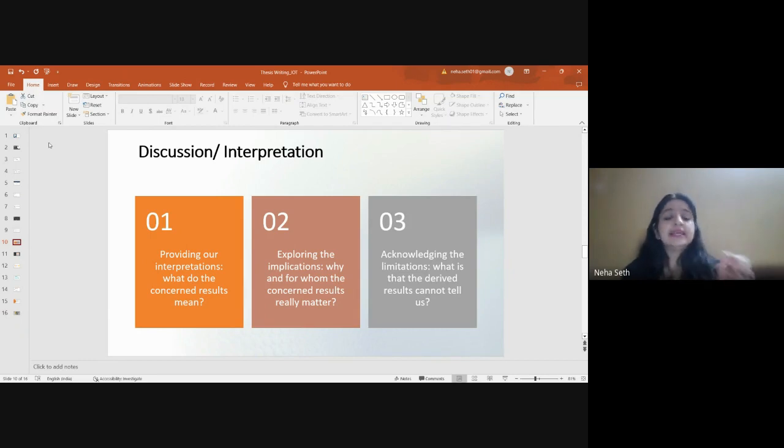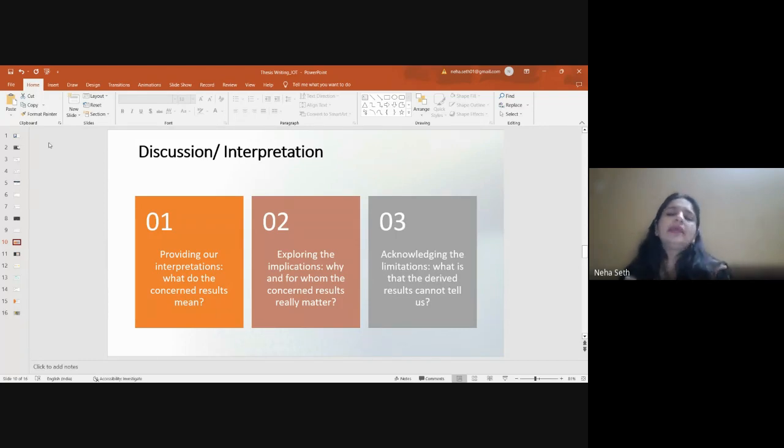The second thing is exploring the implications. We have to check that if this is the result, what is the implication of that result? Why and for whom do the concerned results really matter? Who are the actual beneficiaries of our research? Who are all the stakeholders of our research work? Who can actually use this research work for their own various reasons? Here we have to mention the implications of the interpretation of research as well.